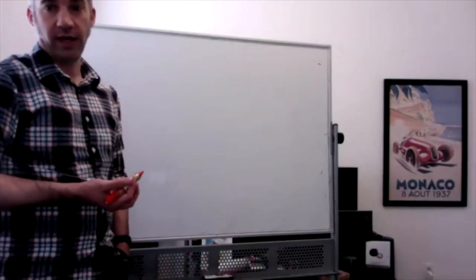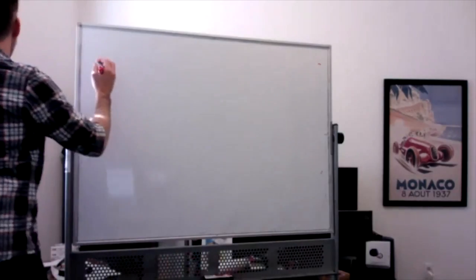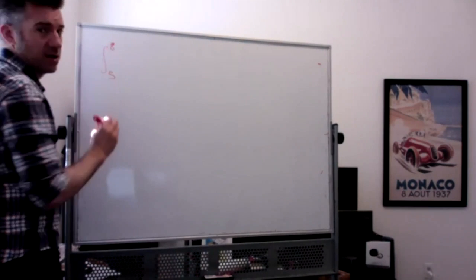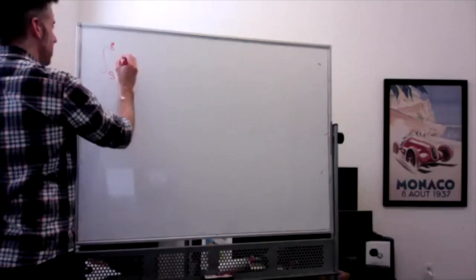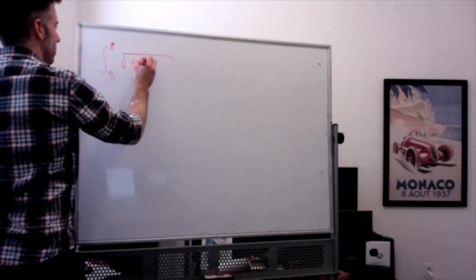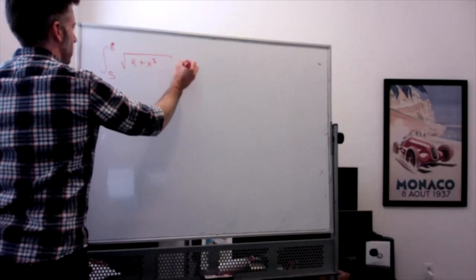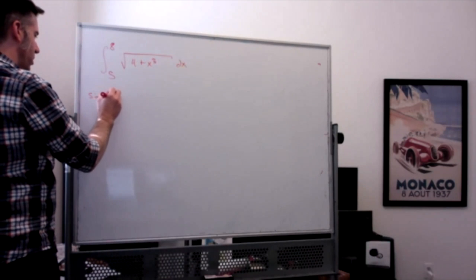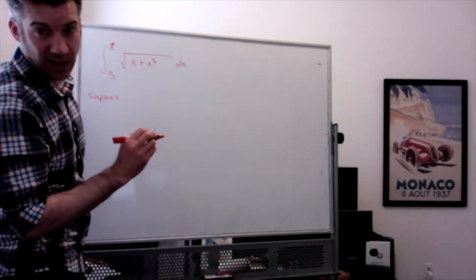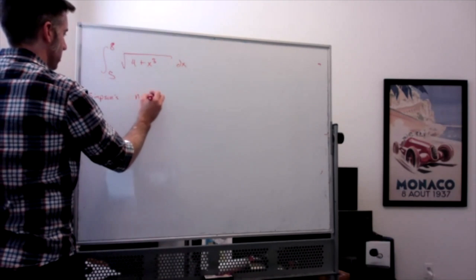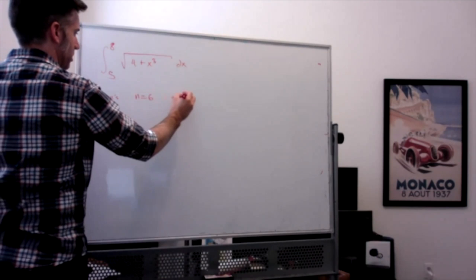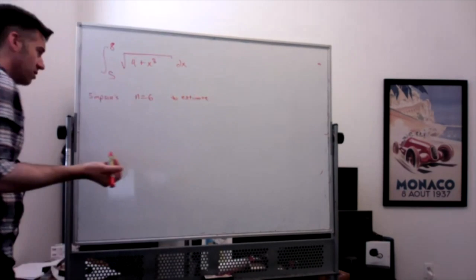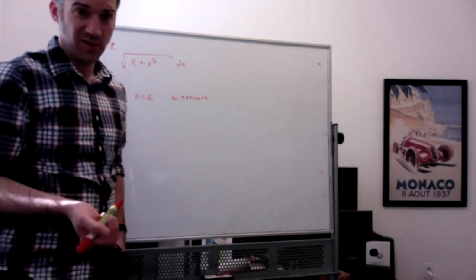Use Simpson's rule to estimate this integral from 5 to 8 of the square root of 4 plus x cubed. You want to use Simpson's rule with n equal to 6 to estimate this. Okay. So if you remember Simpson's rule, right?